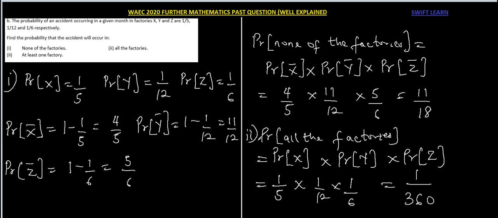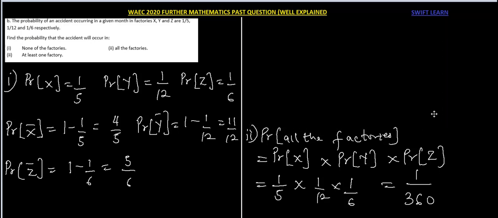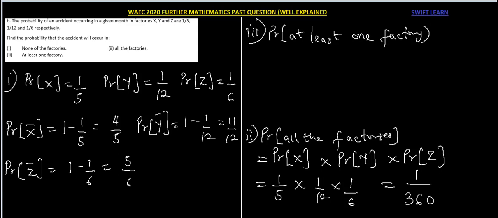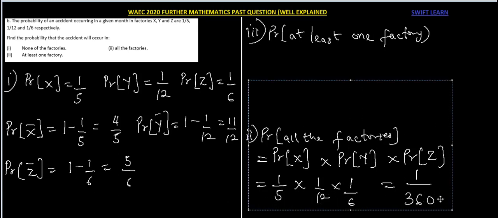So now let's calculate. I want us to leave this place here, so I'm going to rub this off. Alright, so now the probability, that's III, the probability that at least one factory will be equal to, so okay, I want to rub this off. Let's rub this because what we'll be doing might be kind of much.